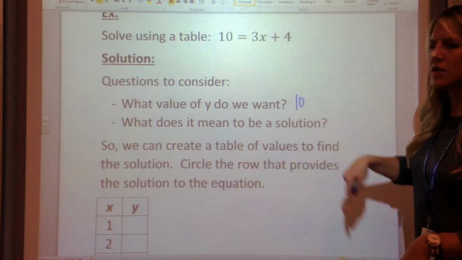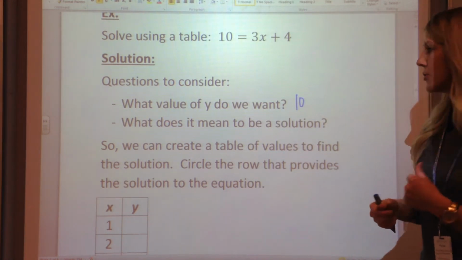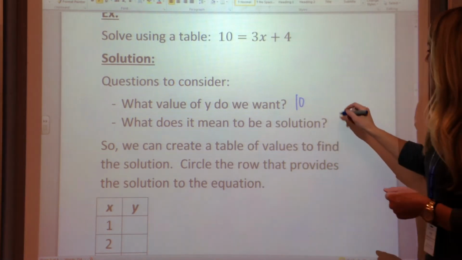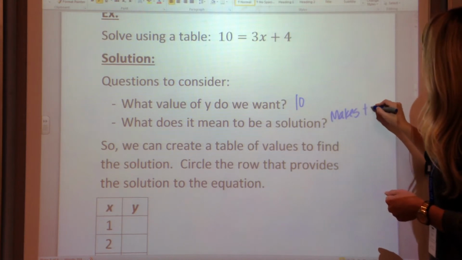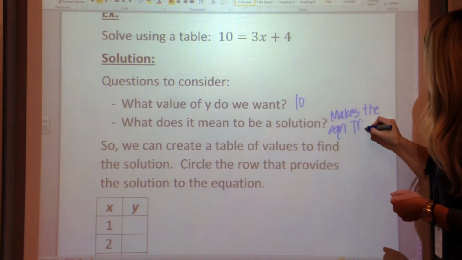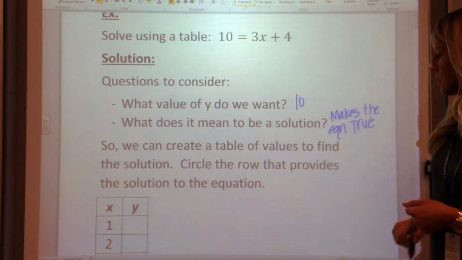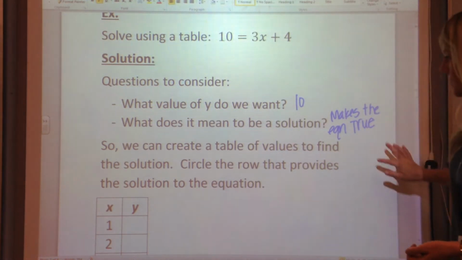So what does it mean to be a solution? It means left side equals right side. It means it makes the equation true. So what does it mean to be a solution? Makes the equation true. Left side equals right side. And we'll look more at that tomorrow and more as we go through this.